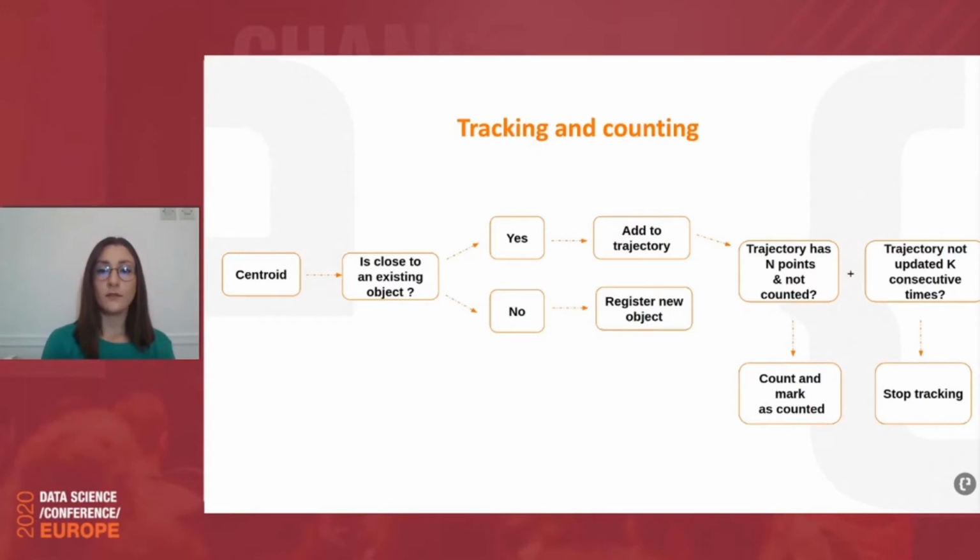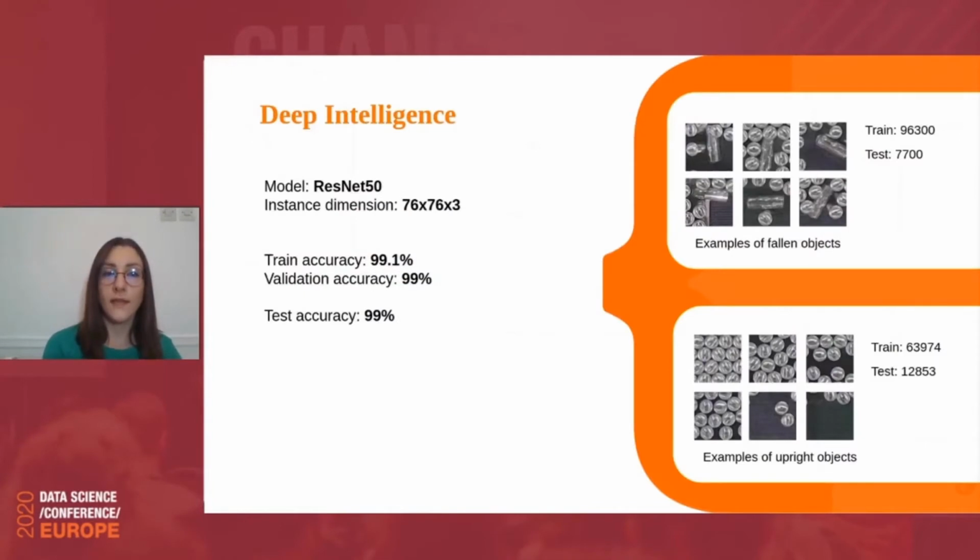Now, if trajectory has more than n points and it has not been counted, we count it and mark it as counted. If trajectory has not been updated for k consecutive times, then we stop tracking this object. This tracking algorithm and counting algorithm has some weaknesses. For example, it is prone to registering false positive objects as new objects. We had to add some intelligence to resolve this problem.